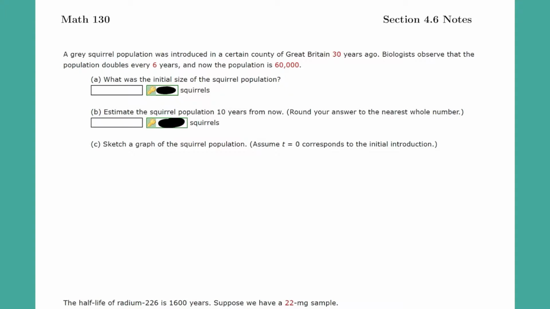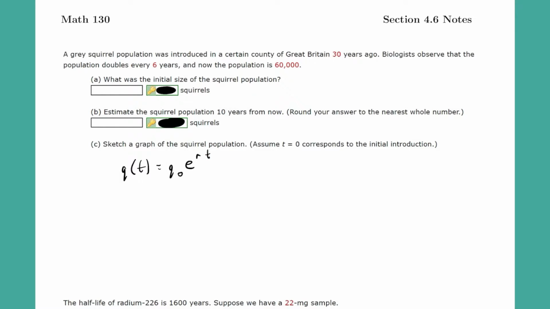Hello class, this is section 4.6, which is modeling with exponential functions. When you're modeling with exponential functions, you want to use this generic function, which is Q of t equals Q sub 0 e to the r times t, where Q represents quantity. You could also use M for mass or P for population, but it doesn't matter. The sub 0 means initial amount. R is the growth or decay rate, and t is time.